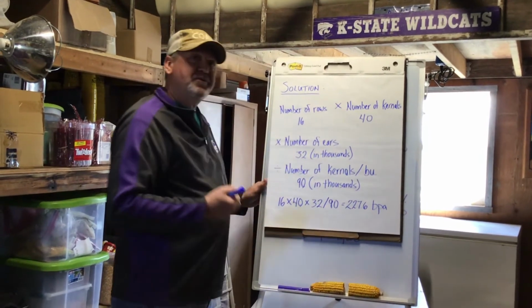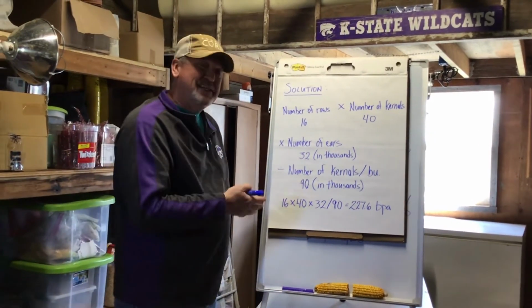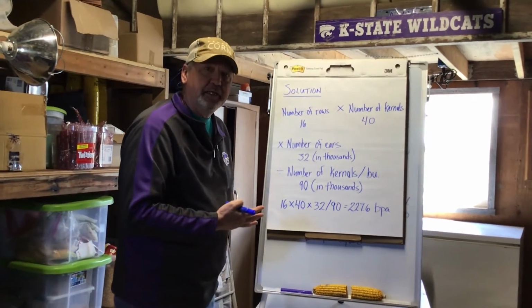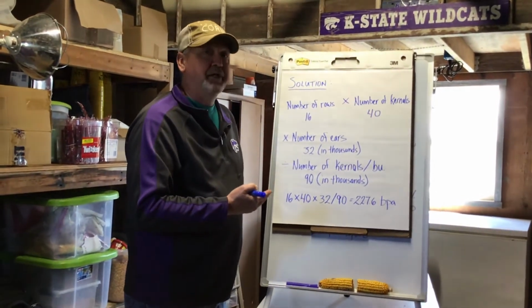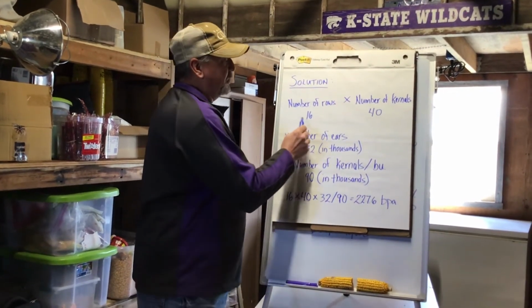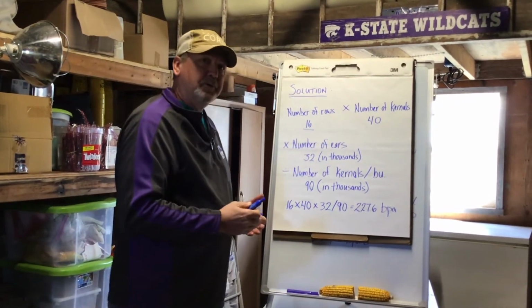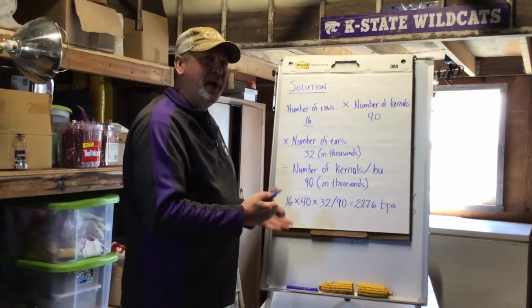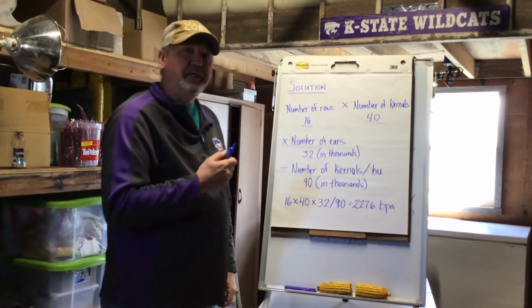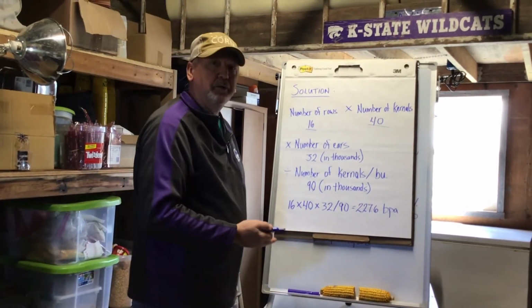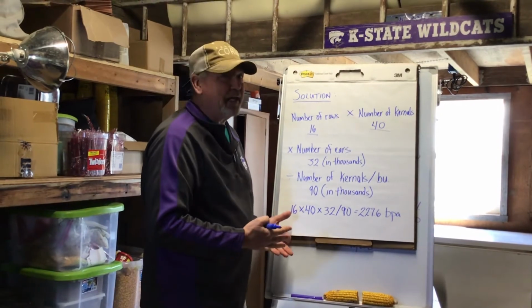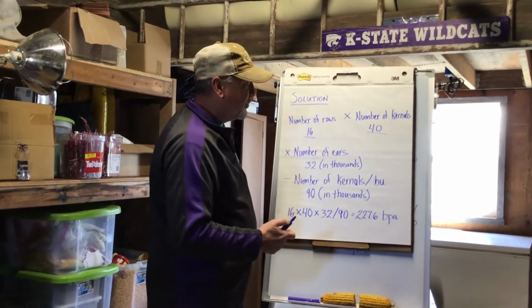Now, I want you to understand that this is a fairly inaccurate way of calculating because there are some big variables here. First of all, the number of rows, that one's fairly simple. There's no estimating here. You actually counted those. Also, that is true in number of kernels per row. You pick a typical row, you count those. Not a lot of guesswork in that at all.